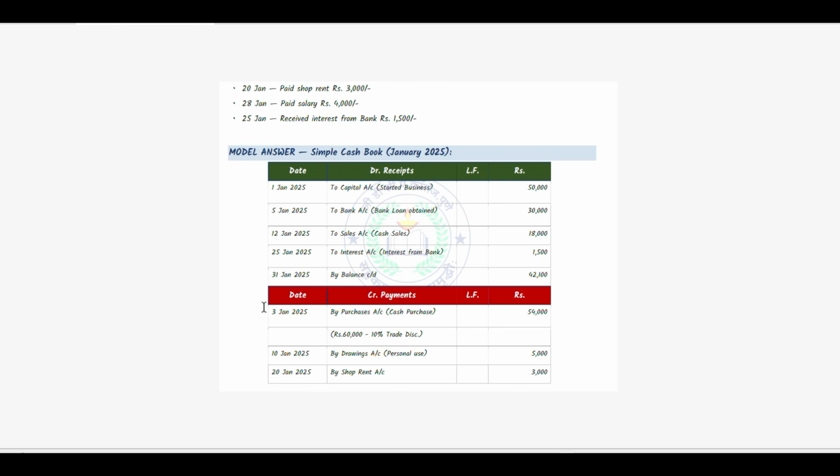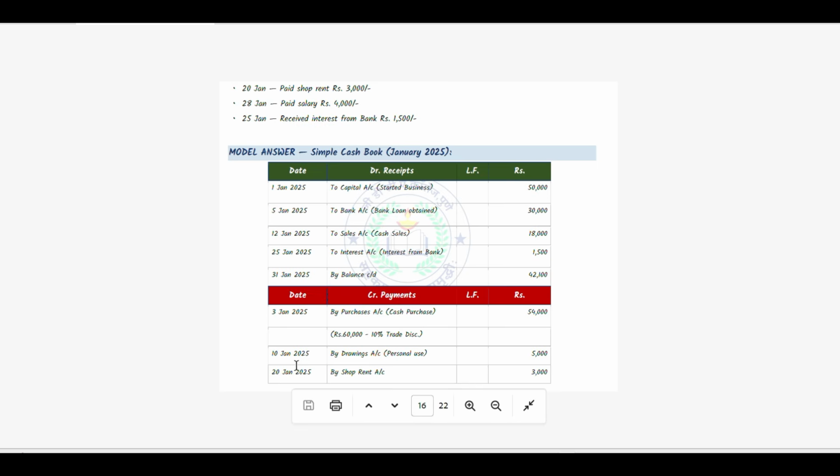So according to that, what will be on the credit side? On 3rd January, we purchase whatever goods are required at a 10% trade discount, which is on 60,000. So the trade discount of 10% will be 6,000. We have to reduce it, so this comes to 54,000 rupees.